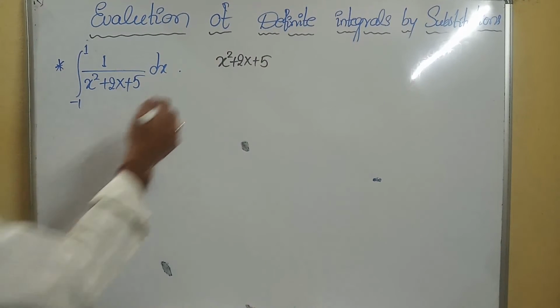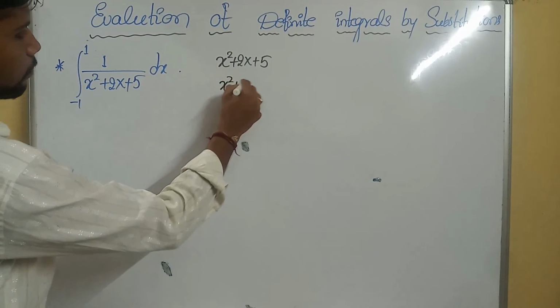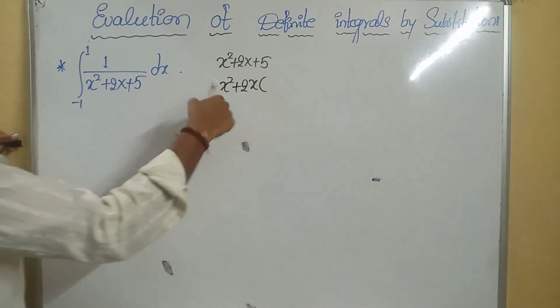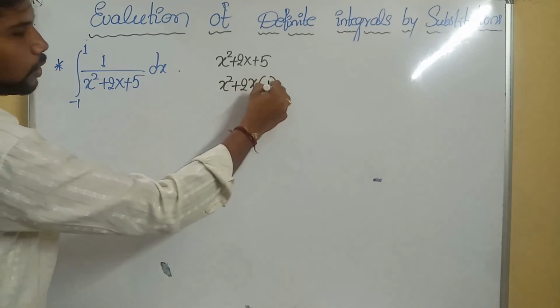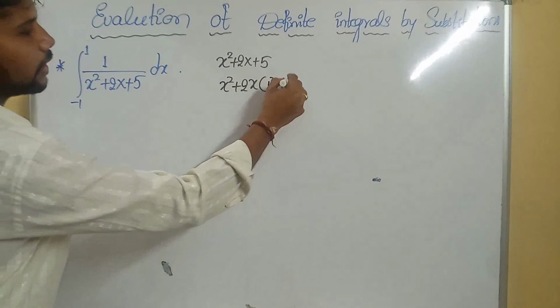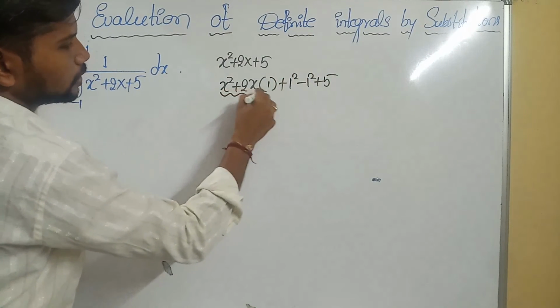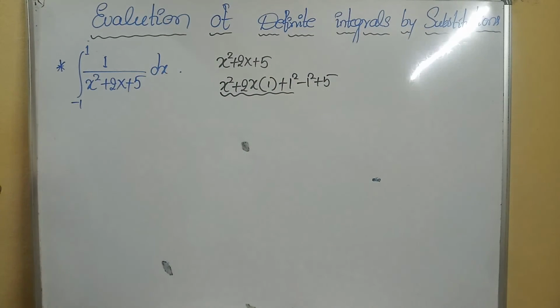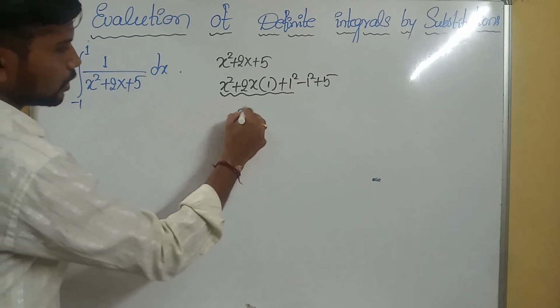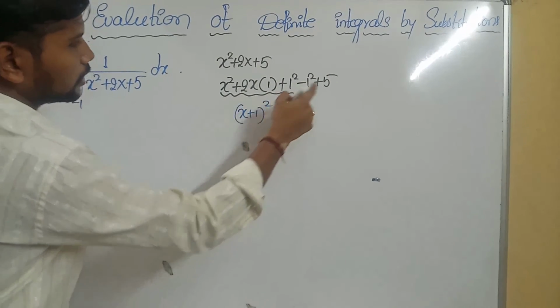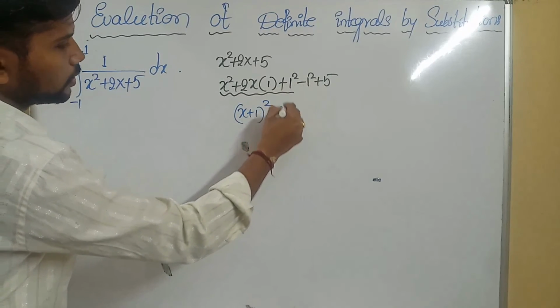Completing the square, it will be x square plus 2 into x into, what do I need to split? It will be 1. Means I need to write adding 1 square, subtracting 1 square plus 5. What is a square plus 2ab plus b square? It will be x plus 1 whole square. 5 minus 1 will be 4. It will be 2 square.